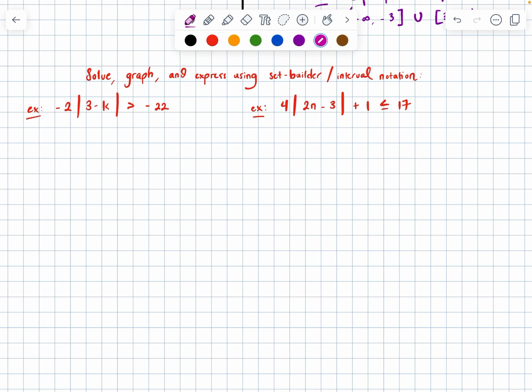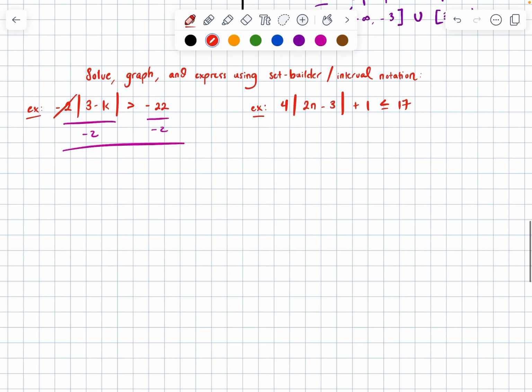Alrighty, so here, I want to get the absolute value by itself. My opening move, let's divide both sides by negative 2. On the left, these undo each other. I'm left with just the absolute value of 3 minus k is greater than 11. And then I move on. No, I can't. What happened? Well, I divided by a negative number, and when I divide by a negative number, what happens? I do a big old backflip. So I need to take my inequality symbol and swap it from a greater than to a less than.